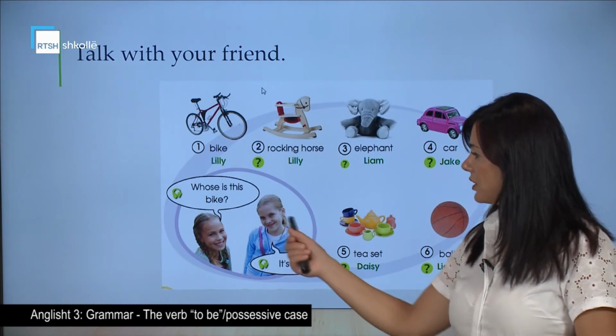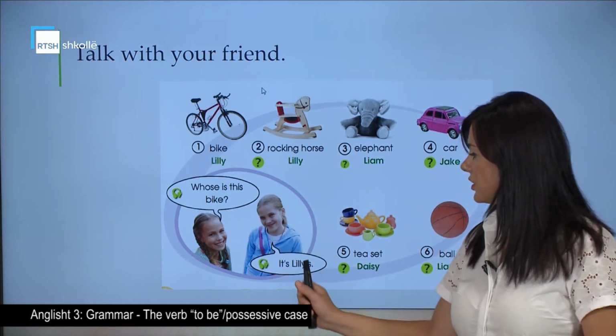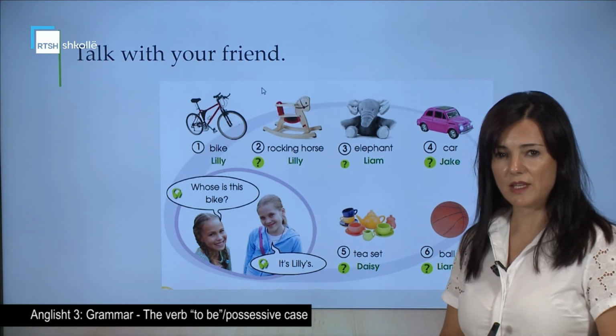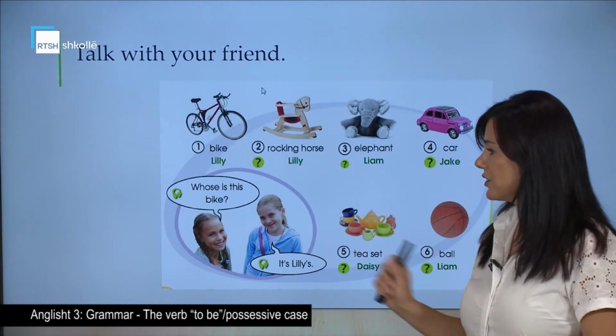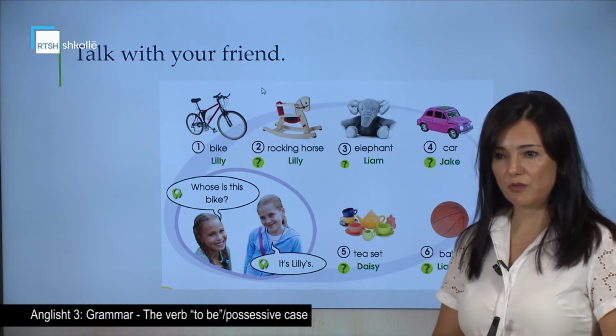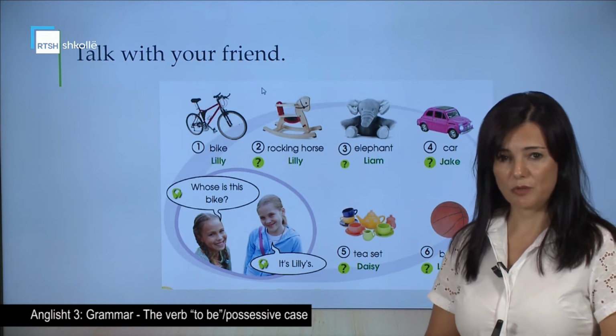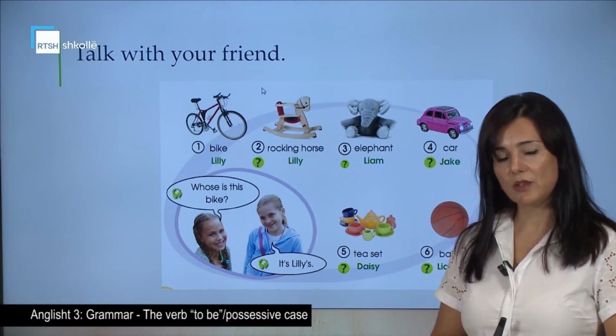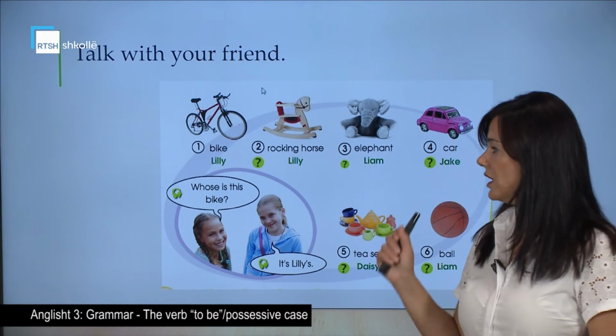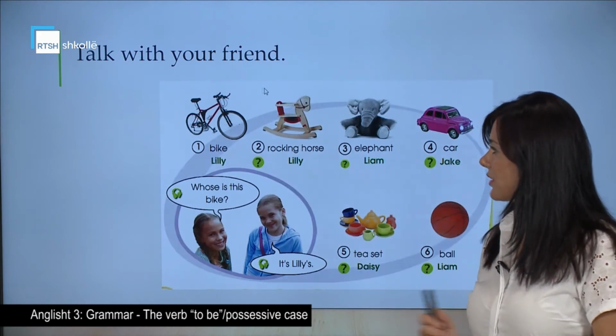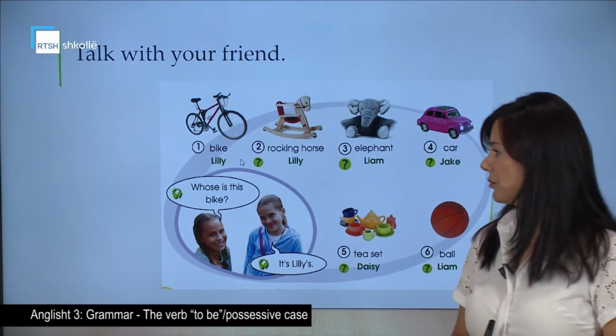Here we have two girls. One of them is making the question and the other is giving the answer according to the pictures. Pra, në figurë kemi dy vajza, njëra prej tyre është duke bërë pyetjen, vajza tjetër është duke dhënë përgjigjen sipas figurave. Let's start. Le të fillojmë.